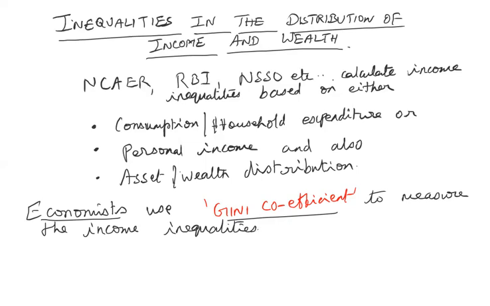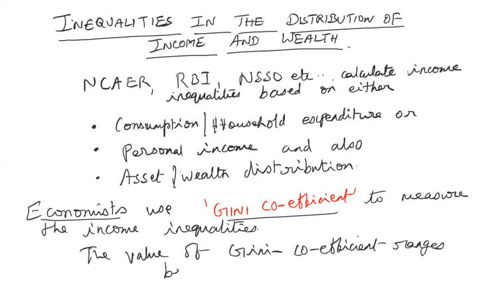The value of the Gini coefficient ranges between 0 and 1. Okay. Suppose it is 0, then that indicates perfect equality. That means the value is 0, there is no inequality. That's why it is perfect equality. Or if the value is 1, the opposite, it is perfect inequality.